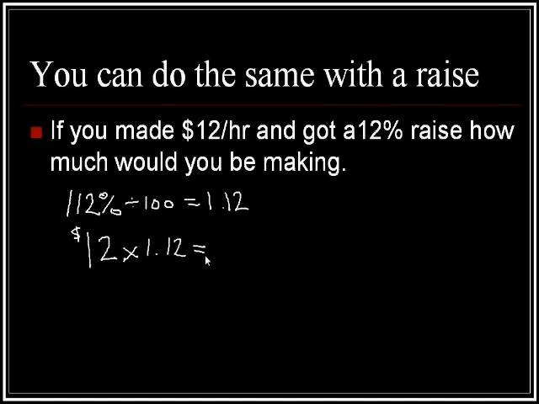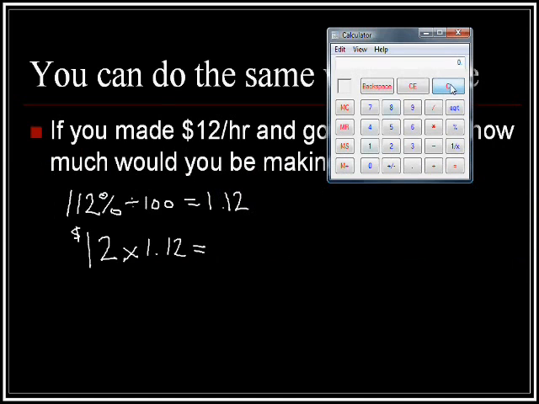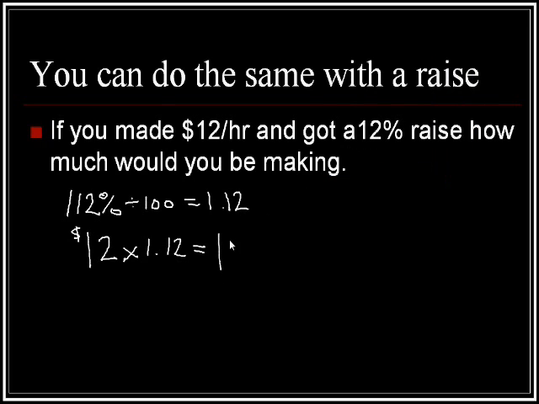12 times 1.12. Oops. 12 times 1.12 equals 13.44. Sorry about that. I typed in the wrong numbers. $13.44 would be my new total wage.